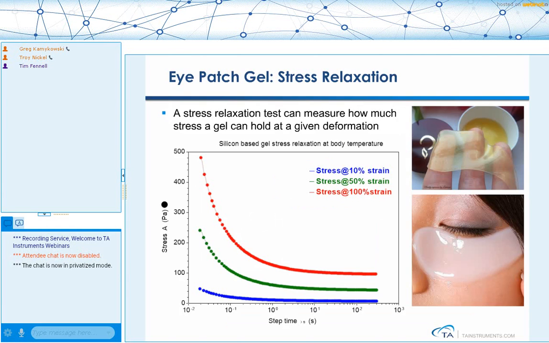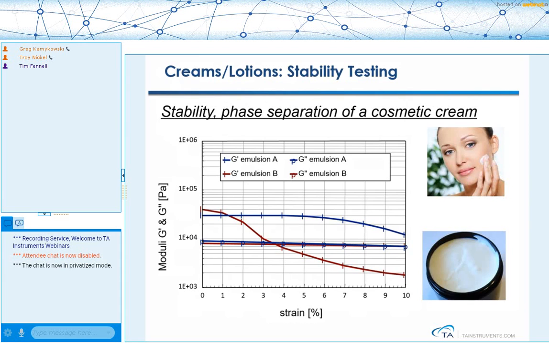Here's some stress relaxation testing that was done on an eye patch. So, when you put this on your face, it's important to know how much strength the material has and how that strength is going to change as a function of time. So in this case, the stress relaxation is a useful and practical test for us.